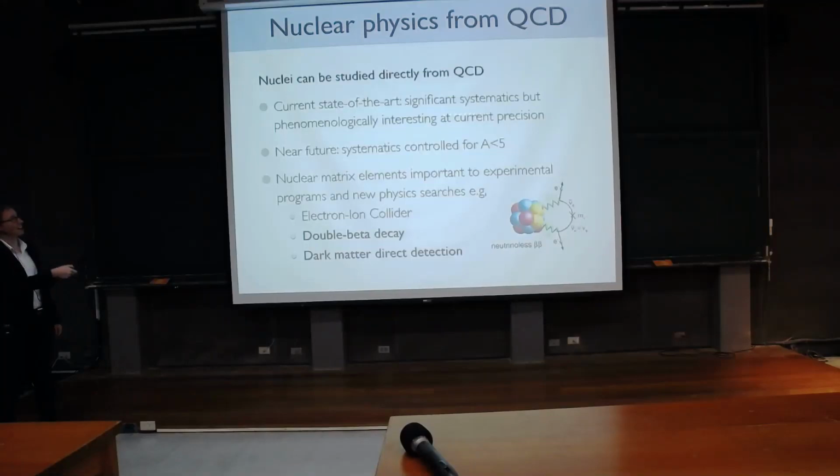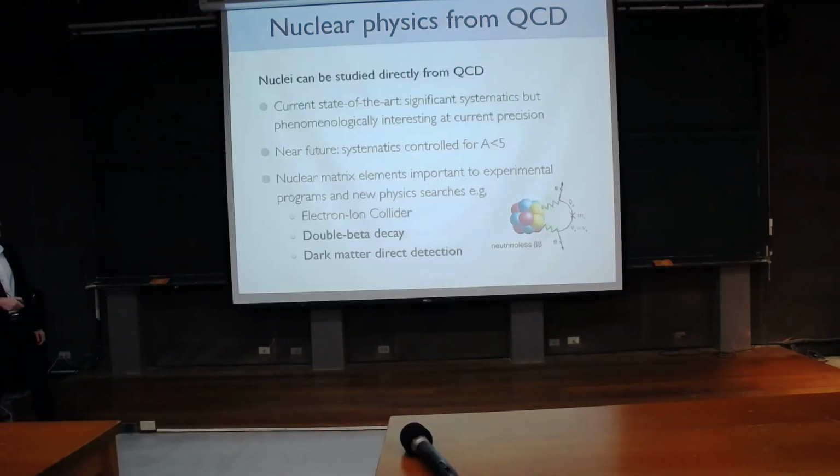The current state of the art still has significant systematics, but there have still been phenomenologically interesting results, right? We can say that multi-body interactions are important for dark matter direct detection experiments, and before constraining models of dark matter, we have to understand them better. We can start to understand double beta decays, for example. And in the near future, or really this year, we've started running the calculations that will control these systematics for light nuclei at least, for helium-3, helium-4. We're on the edge of the first controlled calculations.